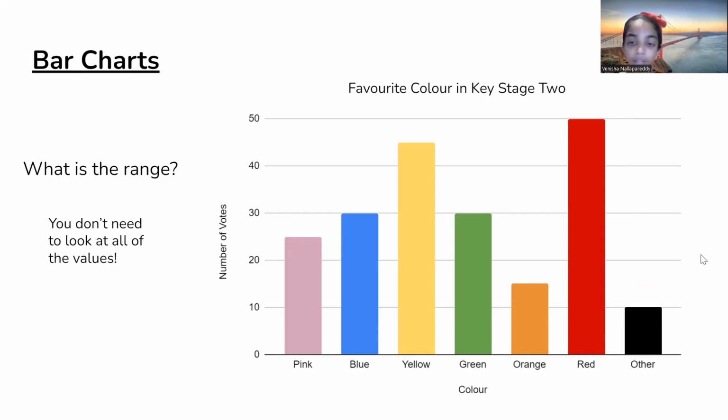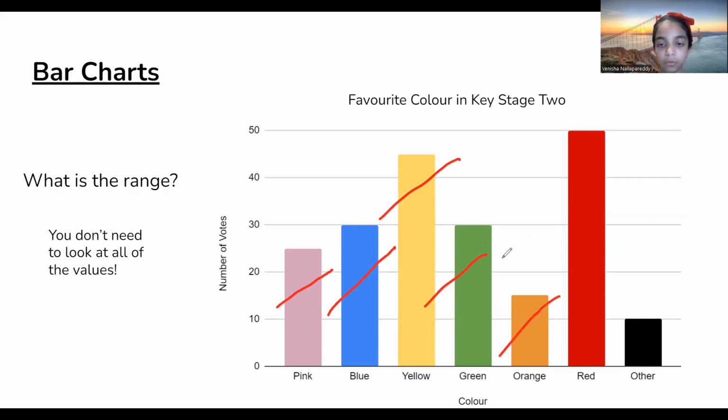So we only need to look at these two bars, the red and then the other color, because range is only about the highest and the lowest numbers. We don't need to waste our time calculating what all of these bars represent in votes. We just need to look at these two. So let's have a look. How many people voted red? Well, if we go across, that's 50.